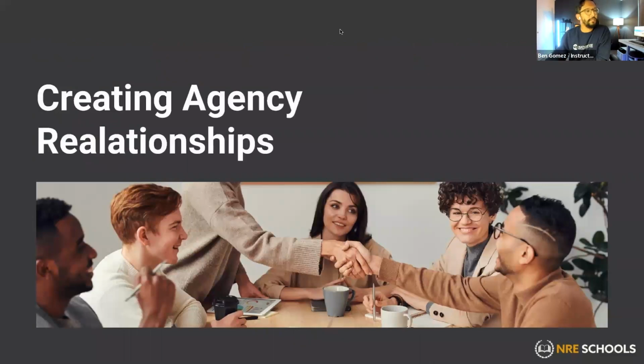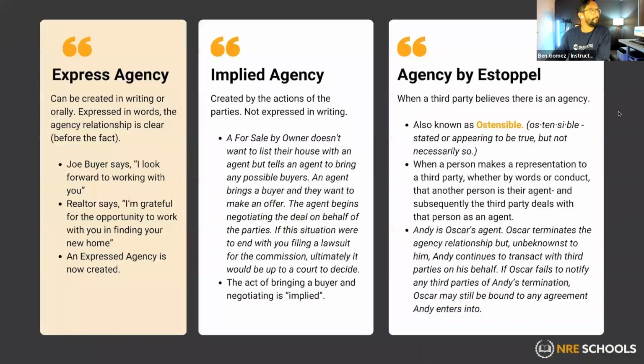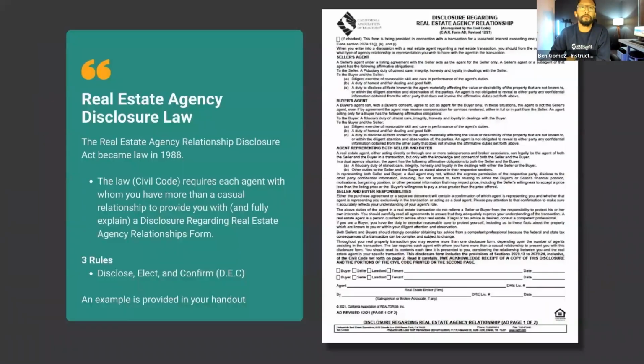Let's go agency relationships. There are three different types: express, implied, and agency by estoppel. So the first one is express. Express can be created in writing or orally. You can express this in writing by signing this. That is a way to express that there is an agency relationship between me, the agent, and you, the client.